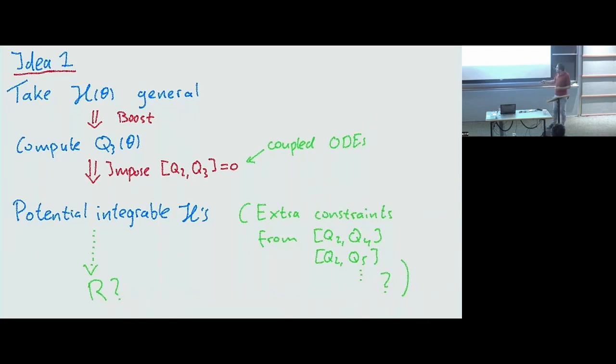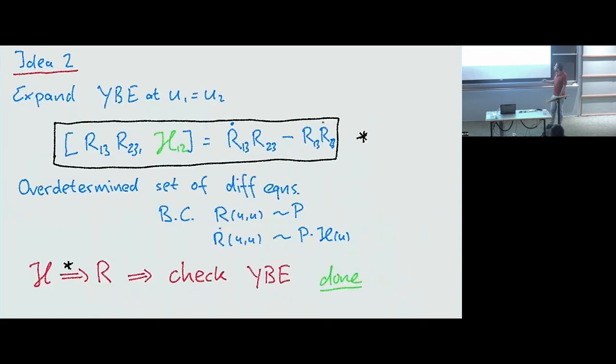But then the question is, okay, so we have some Hamiltonians that could be integrable. How about Q2 with Q4, Q2 with Q5? Will they impose some additional constraints on your functions? Of course, it's impossible to check an infinite number of these commutation relations. So we'd have to do something else. And even then, if you would have these Qs, how would you get the R matrix out of it? So then comes step number 2.